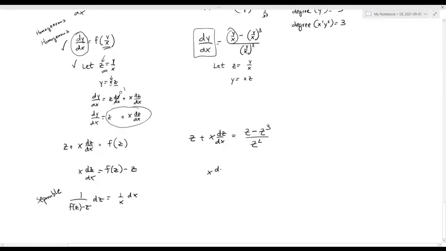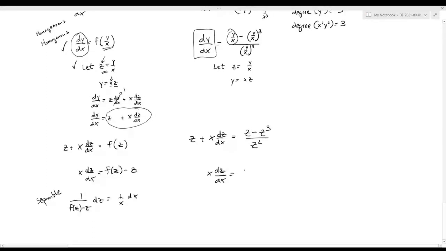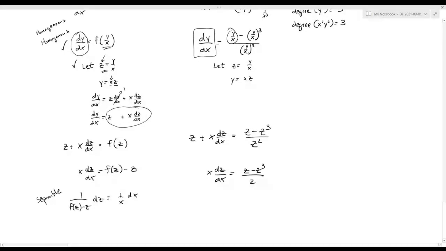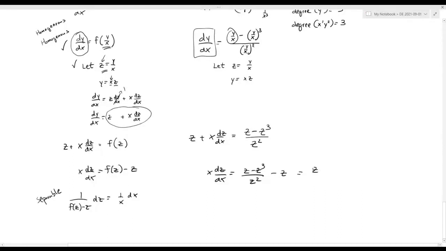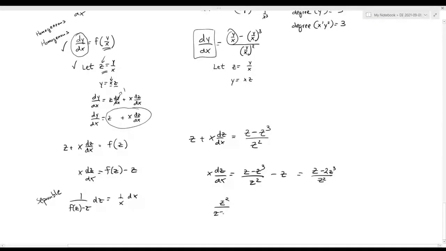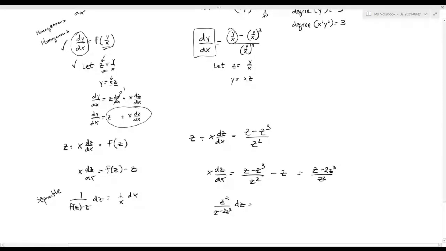So in our example, subtract z, and possibly let's just write that as z minus 2 times z cubed divided by z squared. I just combined the two terms on the right-hand side. Make sure that's clear. Okay. So now we can write this as z squared dz, then 1 over x dx. Okay.